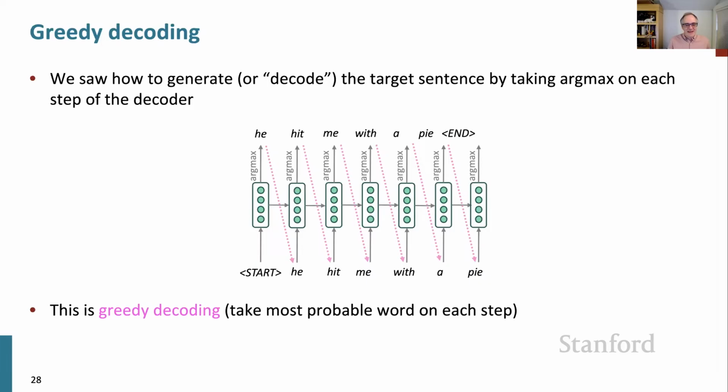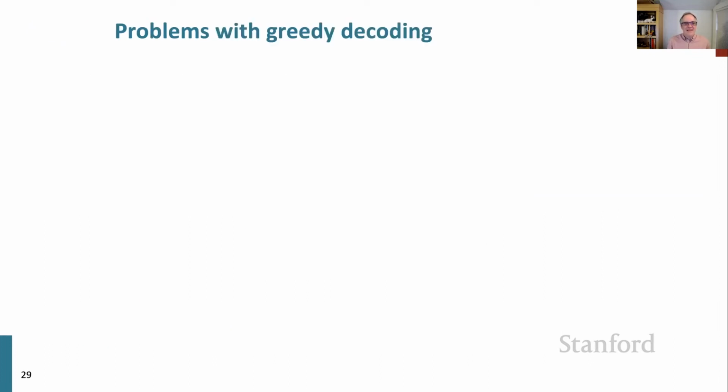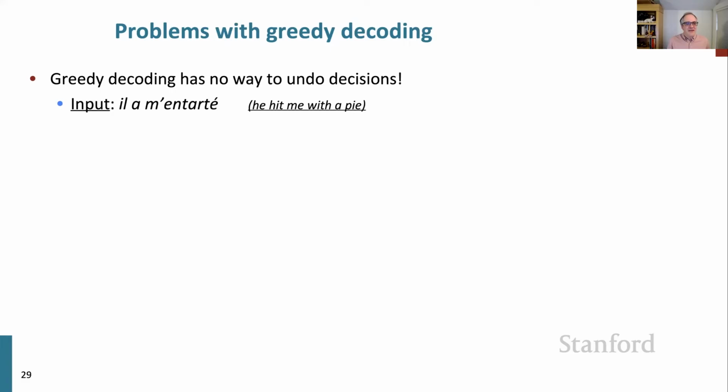And it's the obvious thing to do, and doesn't seem like it could be a bad thing to do, but it turns out that it actually can be a fairly problematic thing to do. The idea is that, with greedy decoding, you're taking locally what seems the best choice, and then you're stuck with it, and you have no way to undo decisions. So these examples have been using this sentence about he hit me with a pie, translating from French to English. So if you start off and you say, okay, il, the first word in the translation should be he, that looks good. But then you say, well, hit, I'll generate hit.